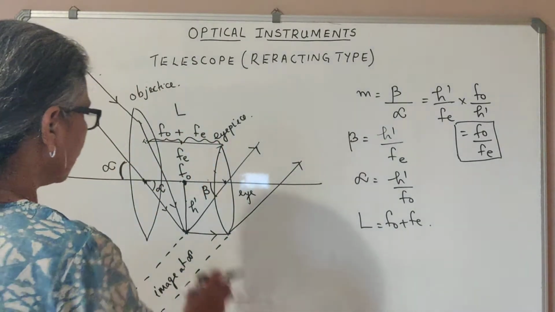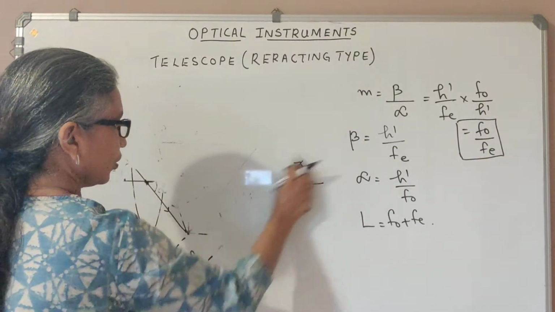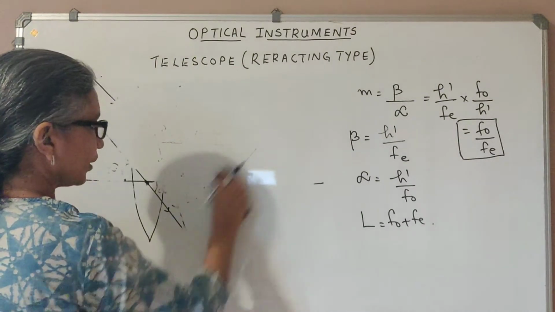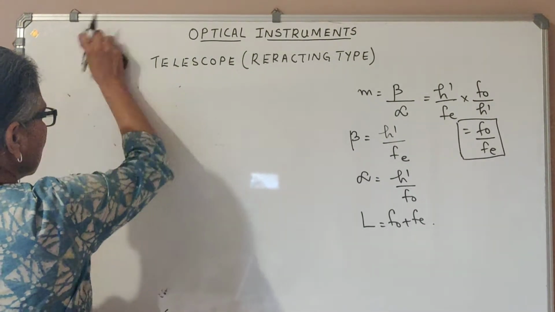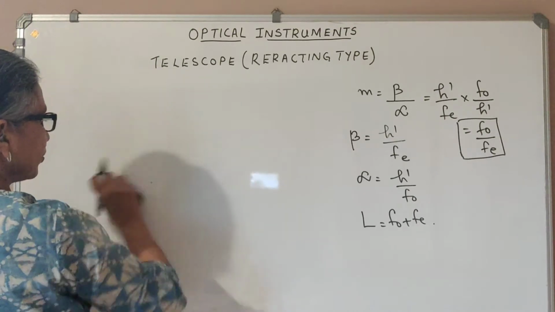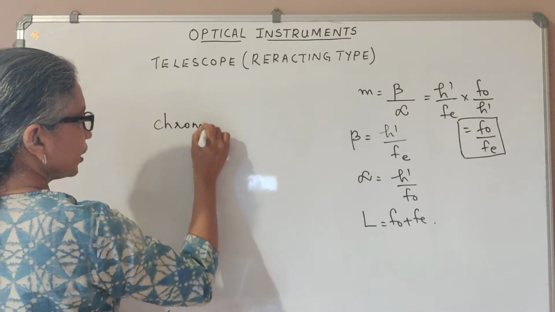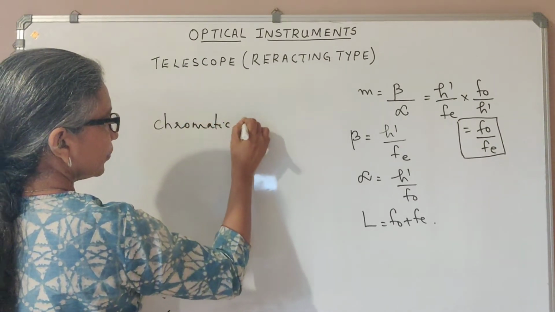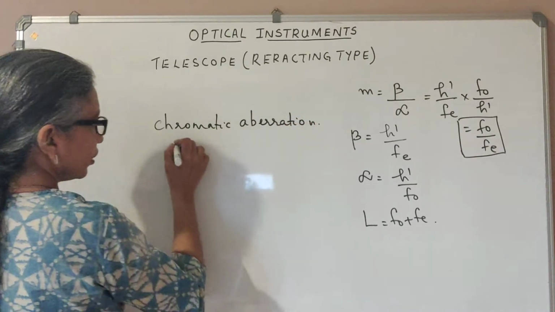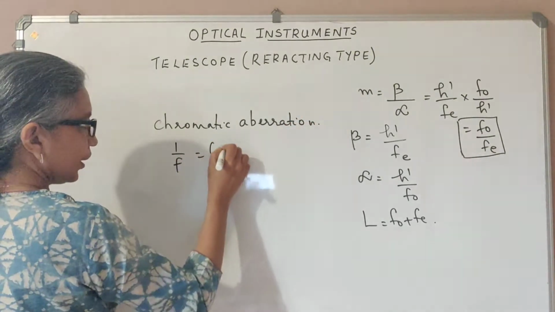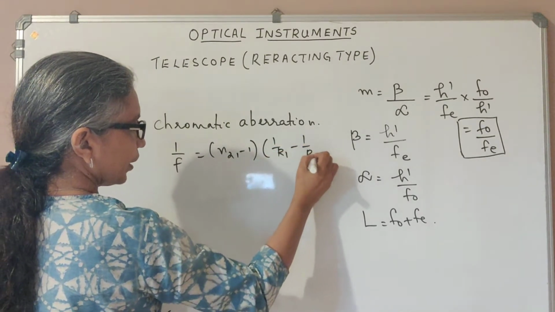Another reason why we are replacing these lenses with mirrors is because we have something called spherical aberration and chromatic aberration. We'll quickly tell you what chromatic aberration is. See, when I taught you the lens formula, 1 by f is equal to (n21 minus 1) into (1 by r1 minus 1 by r2).